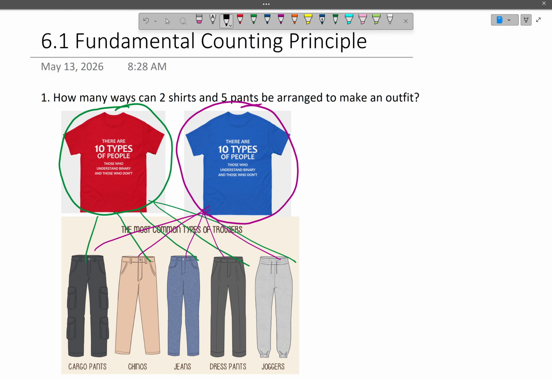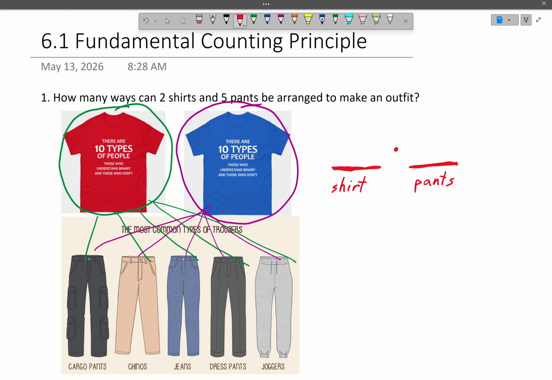Now, when we're talking about this in terms of a question, this is a pretty simple question. 2 and 5, really simple. But how are we going to do this in general? What we're going to do is the fundamental counting principle. And the fundamental counting principle is simply a way of helping guide your answer. And it's basically just a fill in the blanks question that you create for yourself.